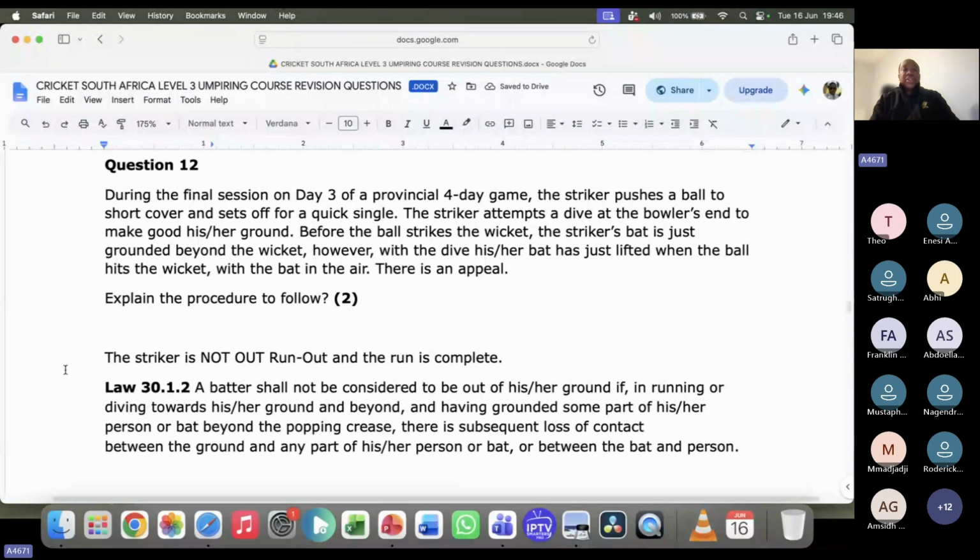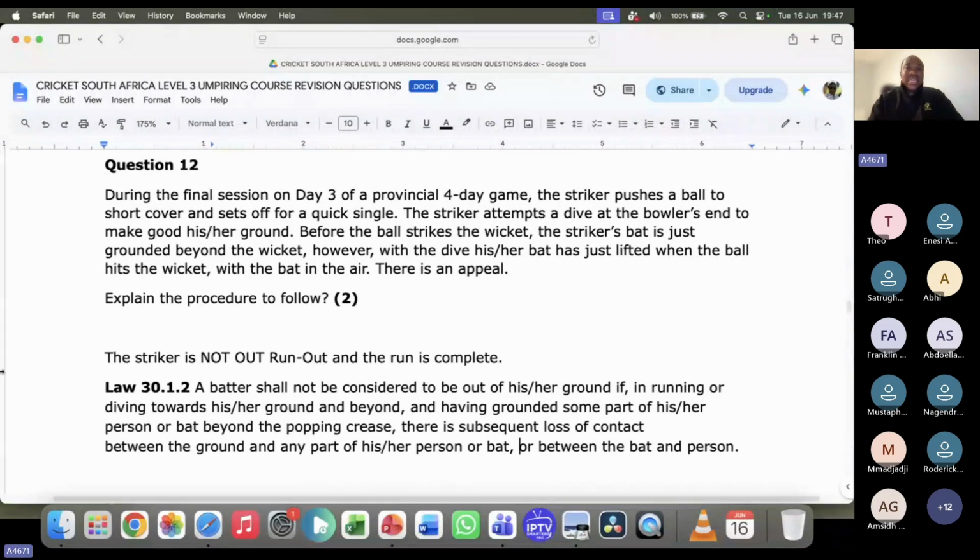So as a result of law 30.1.2, having made the crease and then, because of the dive, the bat lifted when the ball hit the stumps, the striker is not out, run out. Well done.